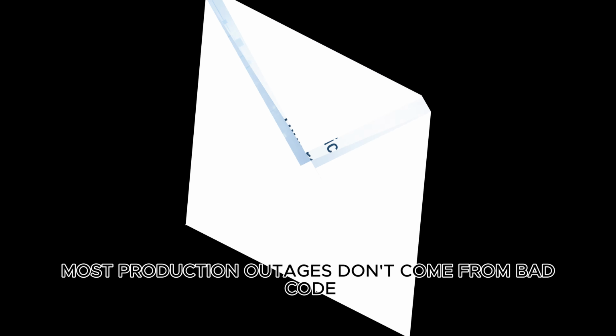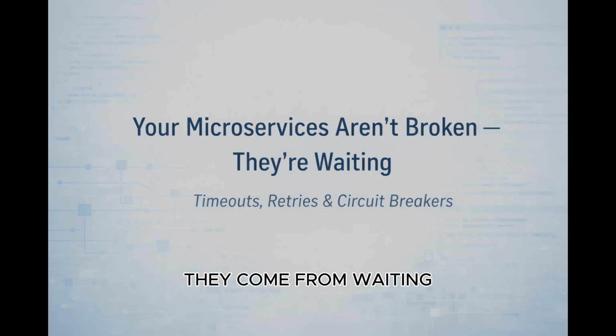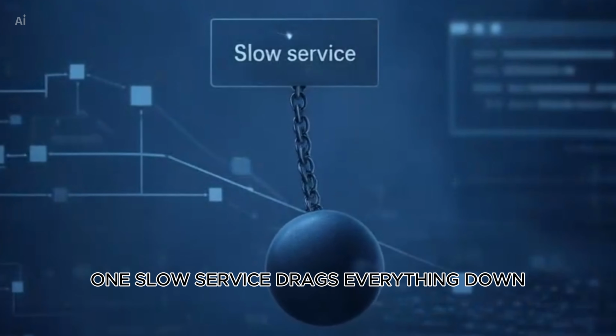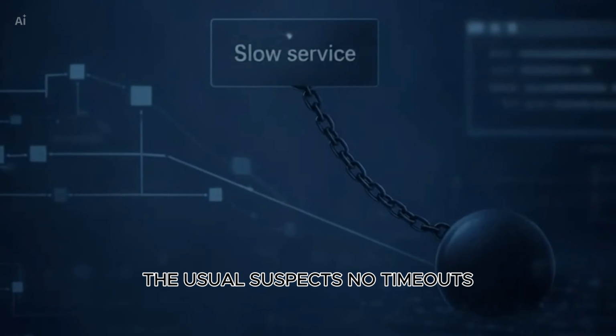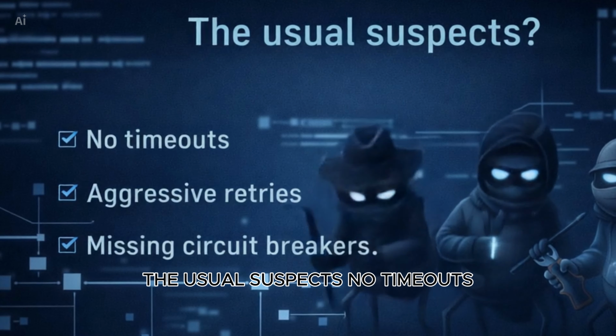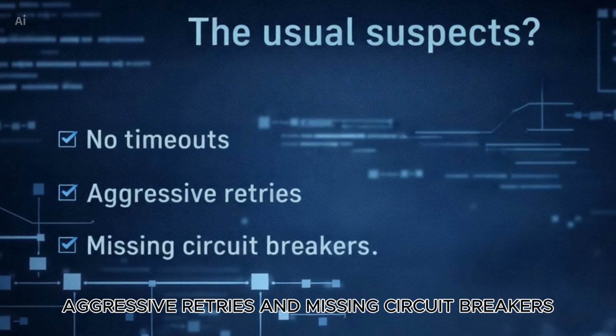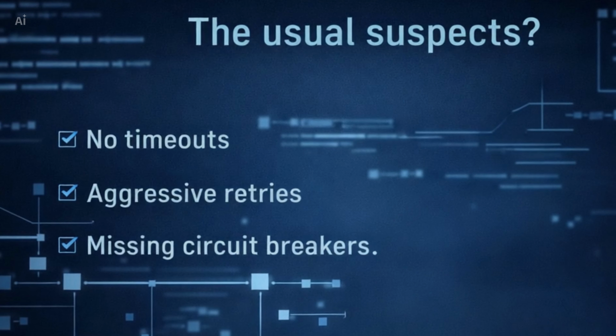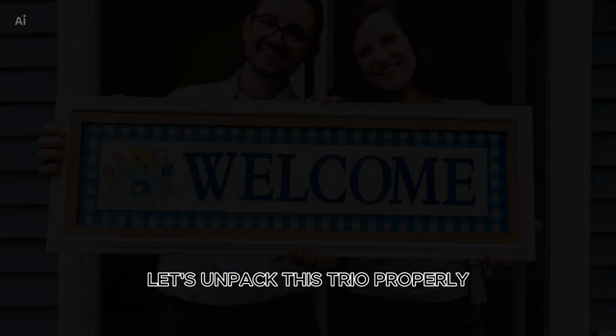Most production outages don't come from bad code, they come from waiting. One slow service drags everything down. The usual suspects: no timeouts, aggressive retries, and missing circuit breakers. Let's unpack this trio properly.